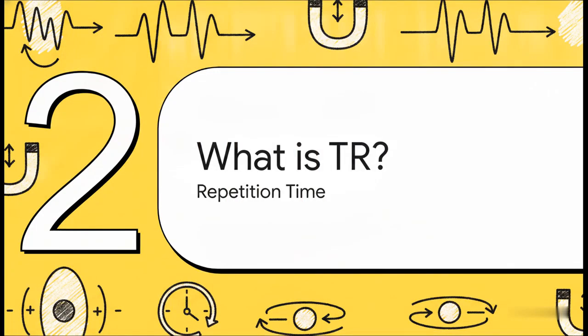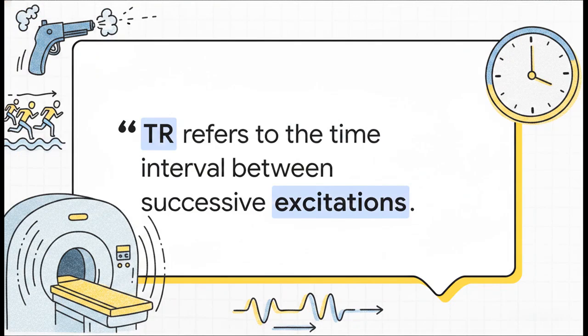Which brings us to Section 2, what is TR, or repetition time? Okay, think of it like this. Imagine you fire a starting pistol, and a group of runners takes off. The TR is simply the amount of time you wait for those runners to walk back to the starting line before you fire the pistol again to repeat the race. In MRI terms, TR is the time we wait for our tissues to recover their magnetization after that first RF pulse, right? Before we repeat the process and send in the next pulse.